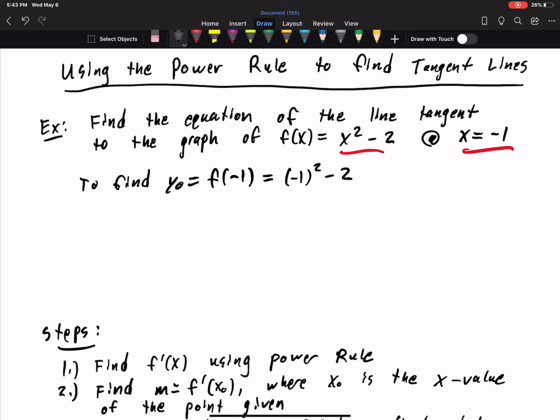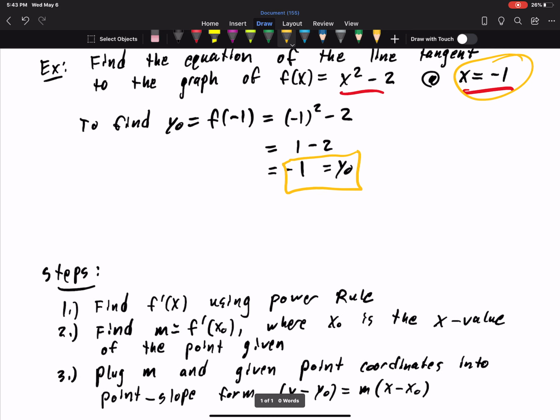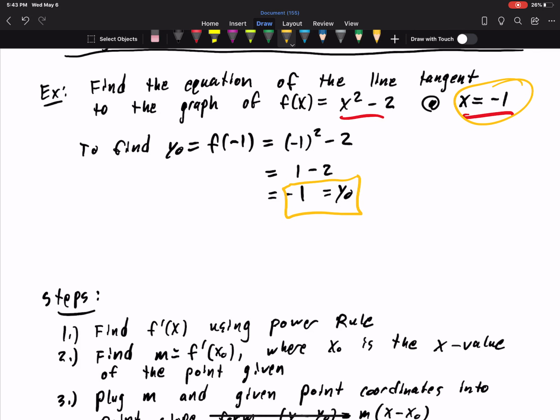So what does that buy us? That gives us 1, because negative 1 squared is 1, minus 2. That's just minus 1. So our corresponding y value is minus 1. So when you plug in minus 1, this x value, you get out this y value. Okay? So we're going to use that as we find our equation of our tangent line, because the tangent line is going to pass through the point minus 1, minus 1, because of what we just found here. Okay, so I'll write that. Tangent line passes through this point.